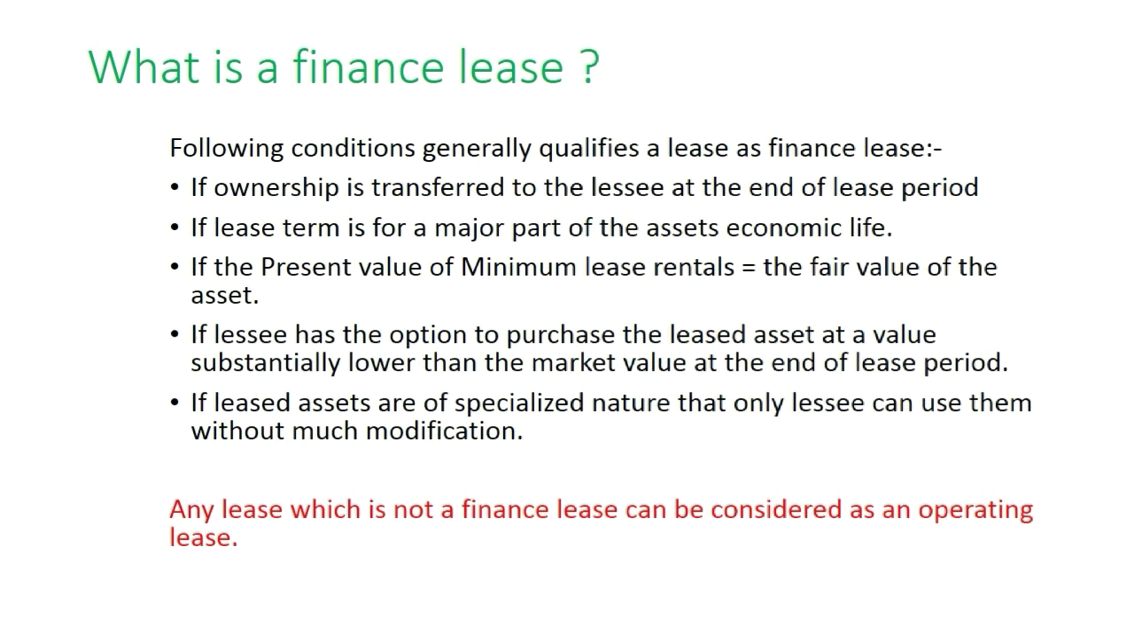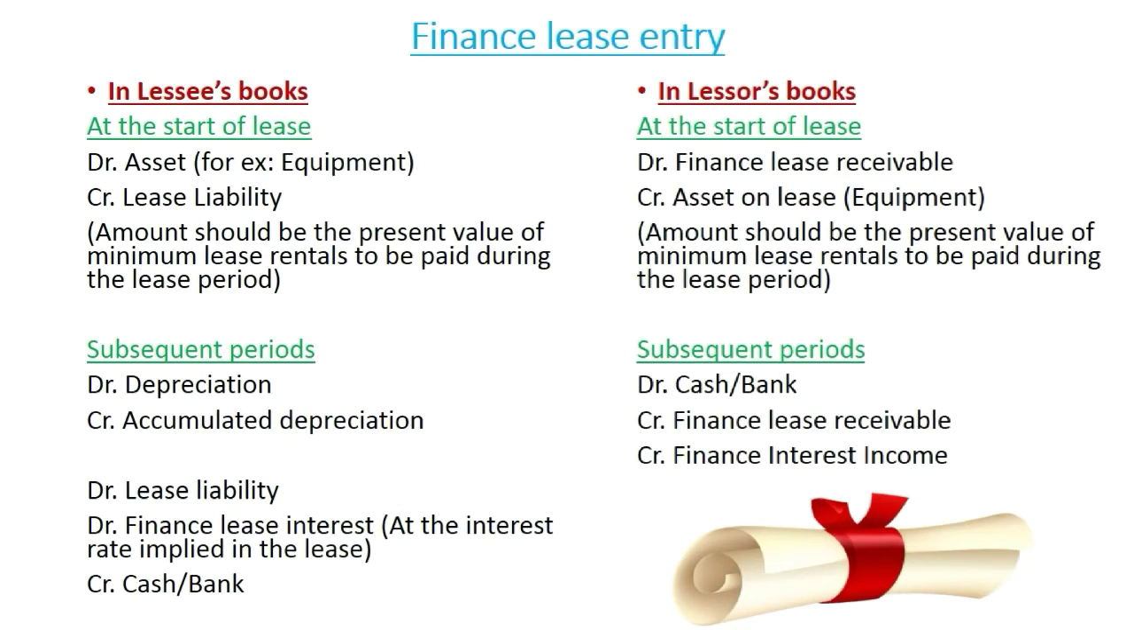Now we will discuss the finance lease accounting entries in the lessee's books as well as the lessor's books. At the start of the lease in the lessee's books, we will debit the asset, that is an equipment or a building, then credit lease liability. This amount should be the present value of minimum lease rentals to be paid during the lease period, so the present value of the total lease rentals.